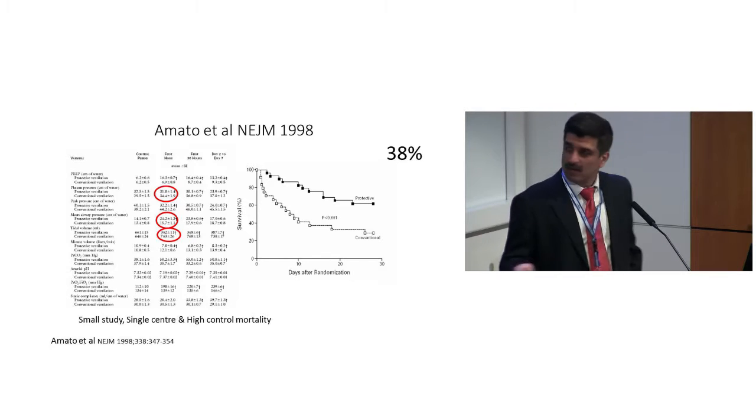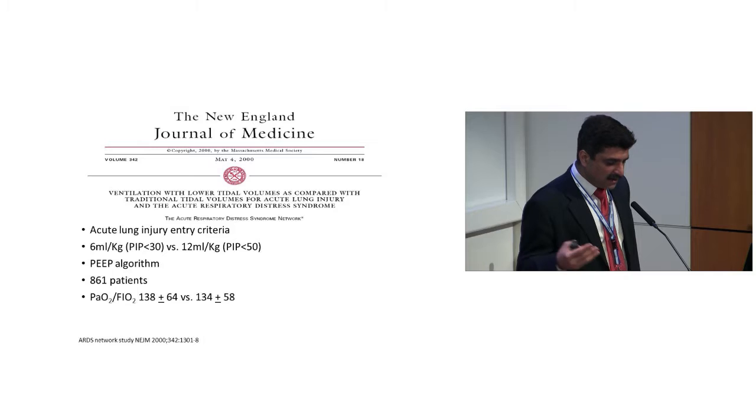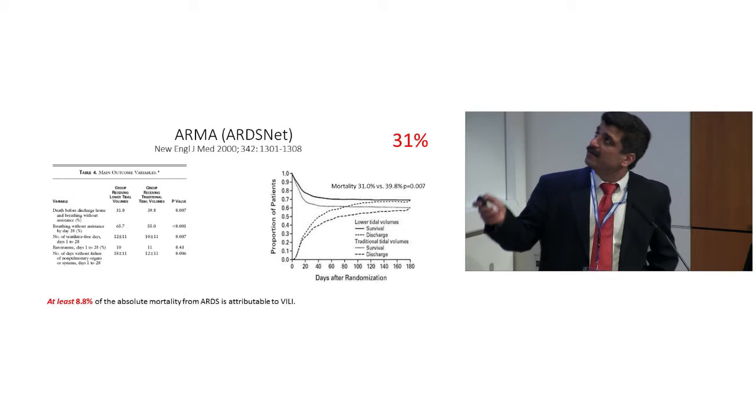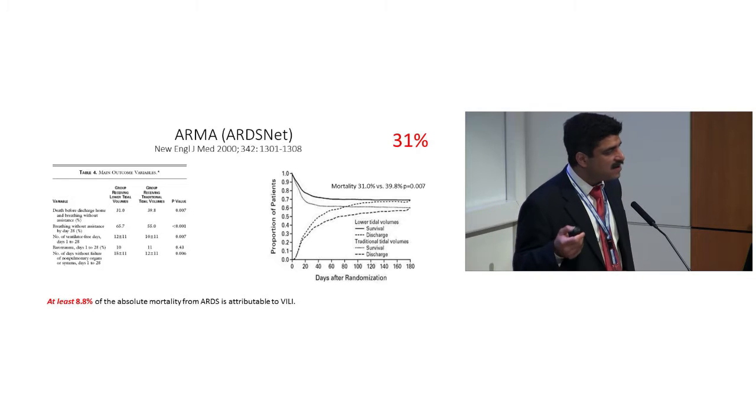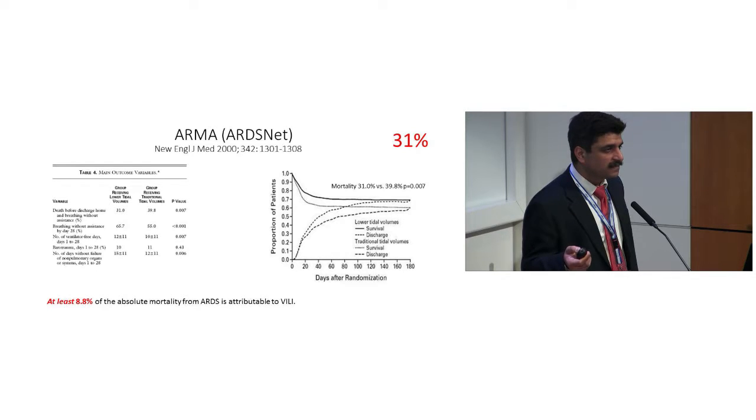And then we're all familiar with the ARDSNet trial, 6 ml versus 12, plateau pressures versus high plateau pressures, and significantly lower mortality. But for me, the biggest thing here is that what the paper shows is that you can save 9% in terms of absolute mortality if you ventilate our patients gently. That's what it tells me.